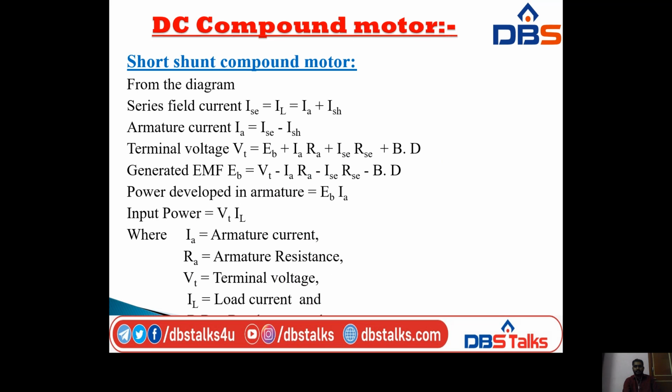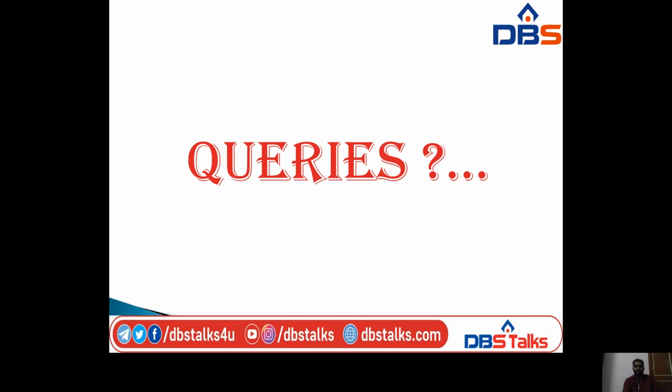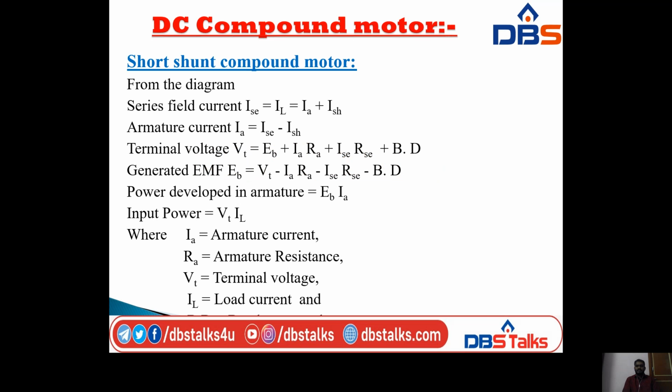Next, from this diagram I am writing the series field current. The series field current ISC is equal to the load current IL, which is equal to IA plus ISH. So the load current is the combination of the armature current and the shunt field current. Armature current IA is equal to ISC minus ISH.